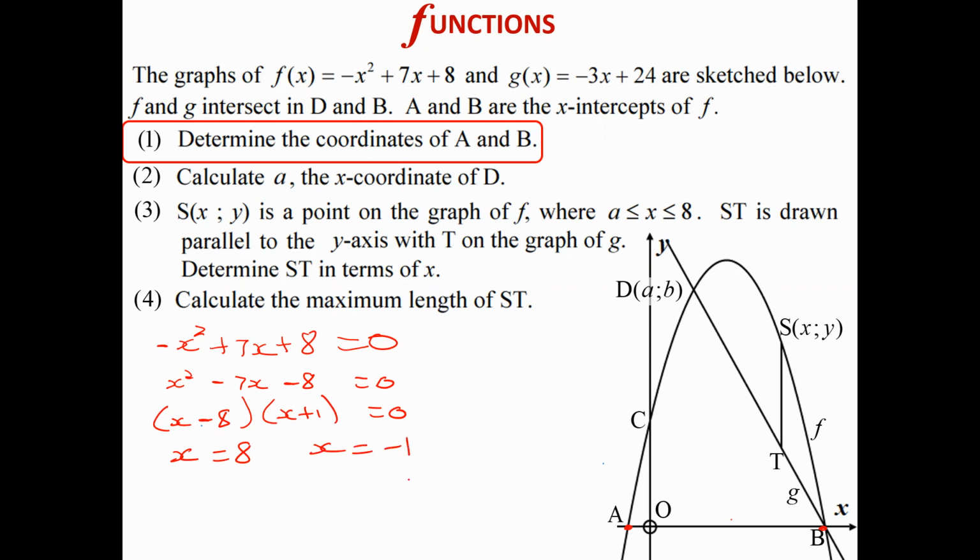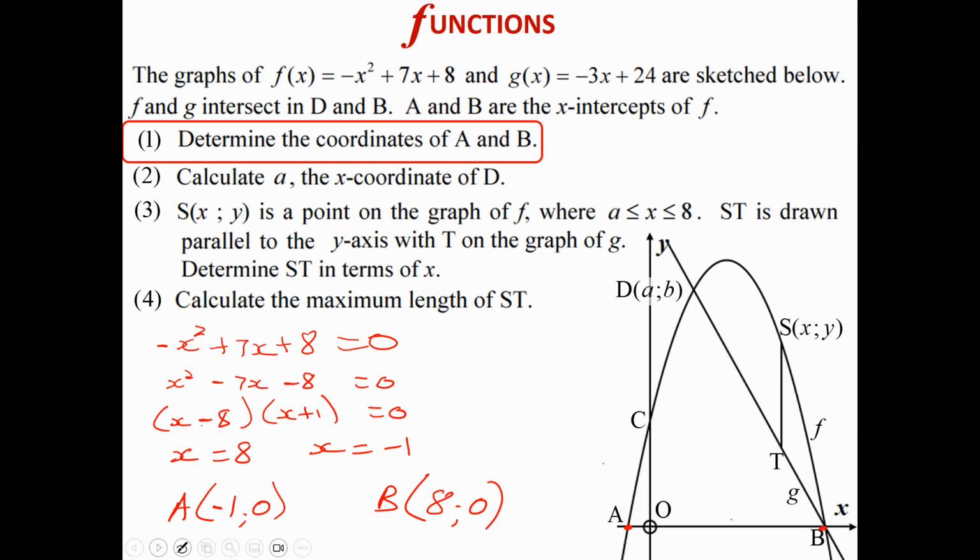Okay, I worked that out and I got x to be 8 and minus 1. Am I right or wrong? Right. Okay, so now they want us to find A and B. What do you think A is going to be? Will A be 8? A is on the negative side. It has to be minus 1, 0. B is on the positive side. That gives you the 8, 0. Okay, quite an easy question. Agreed?